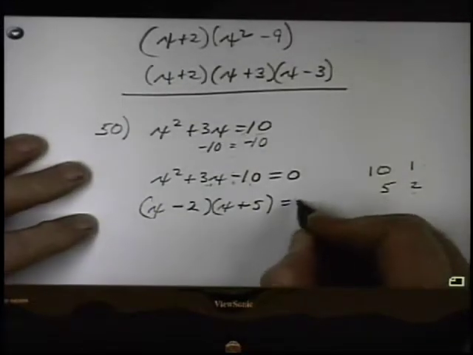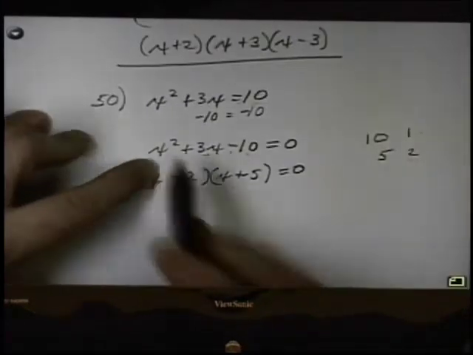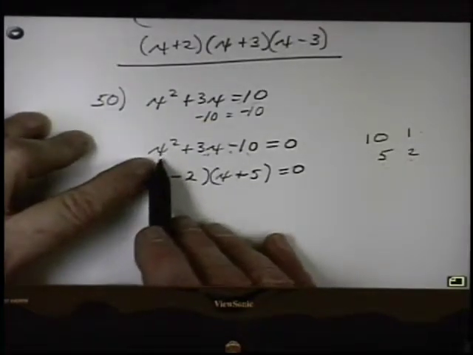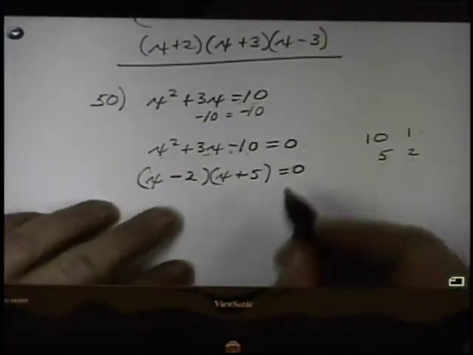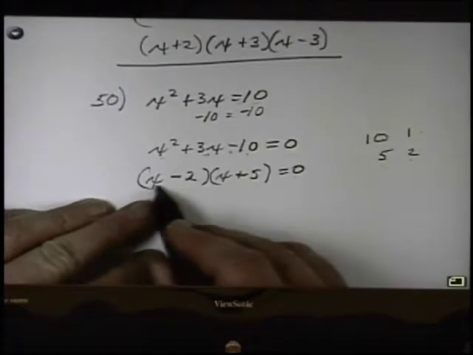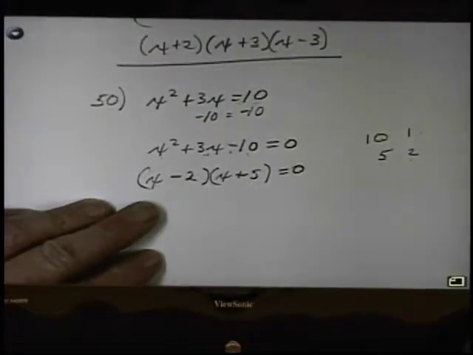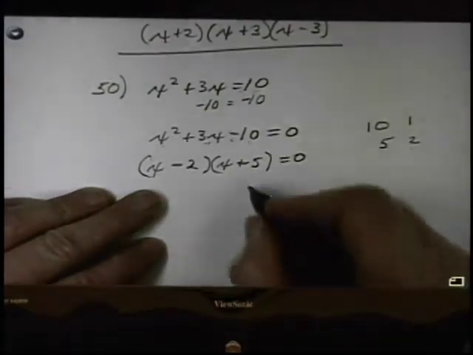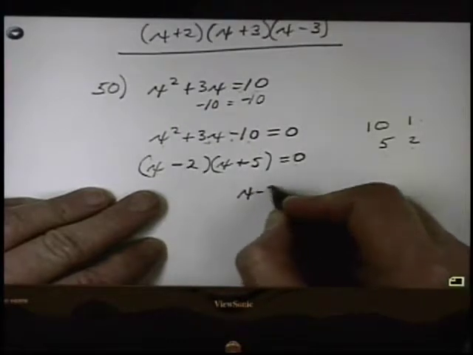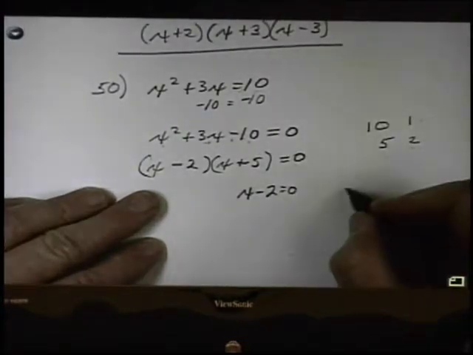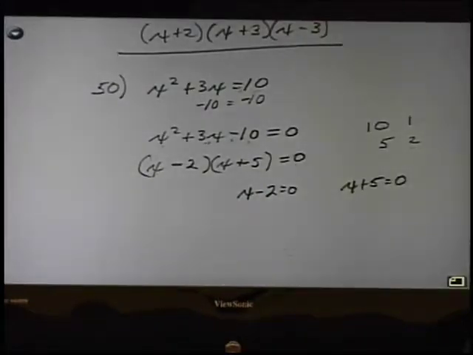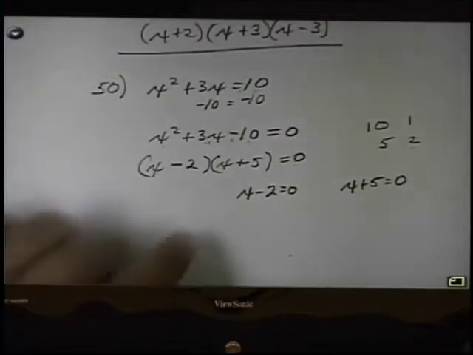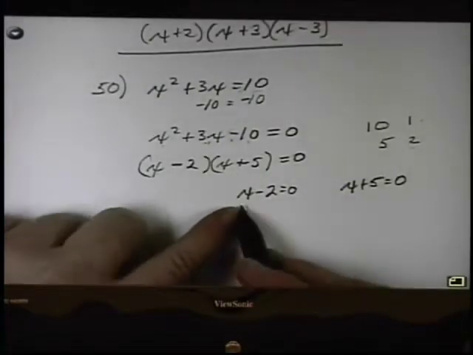Now this equals 0. And whenever you have a square, you have two answers. There's two answers to this problem. In order to find those answers, you make each one of the factors equal to 0 and solve for the variable. So we have x minus 2 equals 0 and x plus 5 equals 0. This is what we did a little over a week ago. Now all we do is solve this.